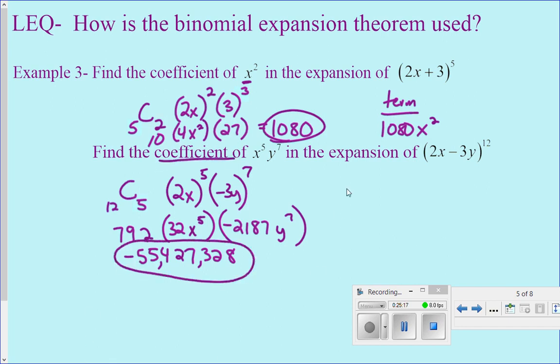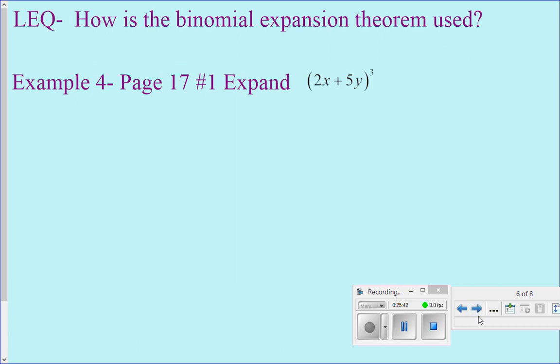Had they asked for the actual term, then I would write that number, and then I'd have my x to the 5th y to the 7th after it. Okay, so that's the actual term, but the answer to the question, the coefficient, is just that number. Okay, and that's where we stopped in class. So that's where we're going to stop here in this video.